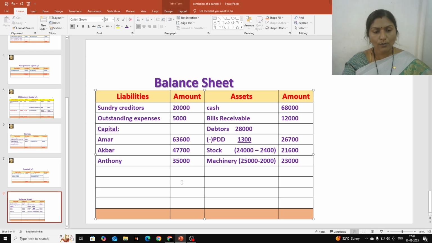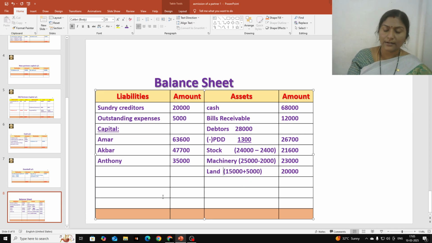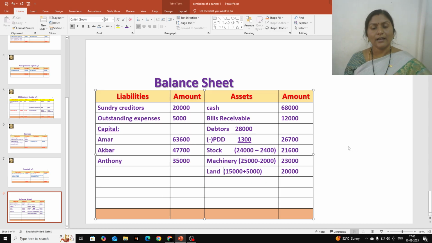Land: 15,000 is the old value, and since it is increasing, we are going to add. How much is increasing? 5,000. If you add, how much will we get, students? We will get 20,000. 20,000 we record in the amount column. That is the new value of the land. Changes we should compulsorily write. Now all changes we recorded here. Everything is done.